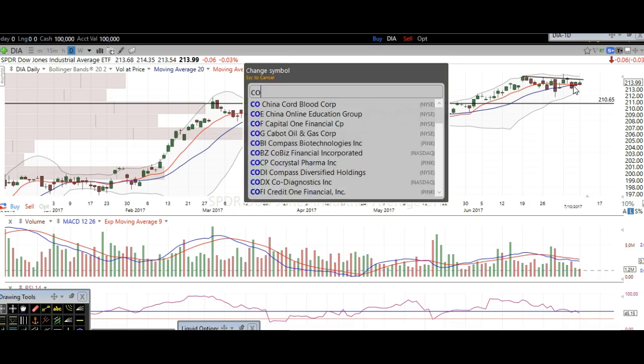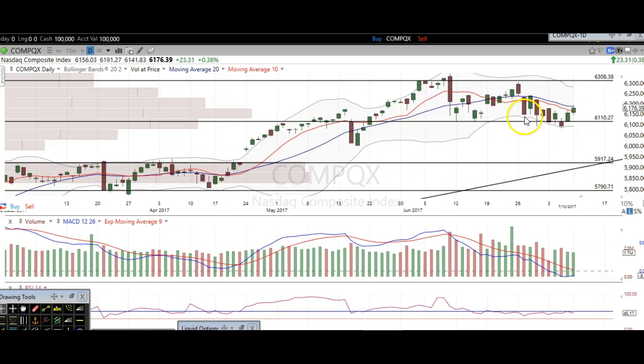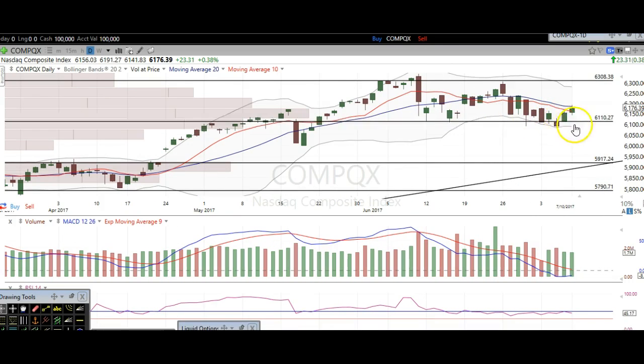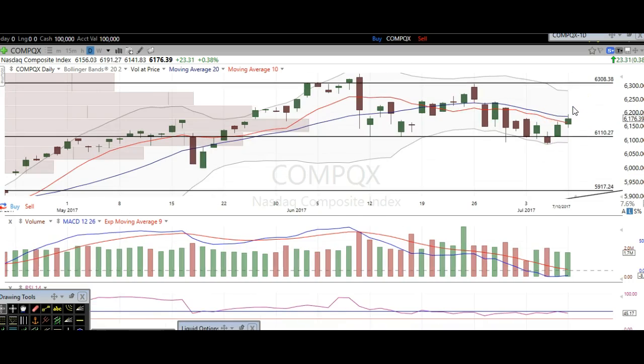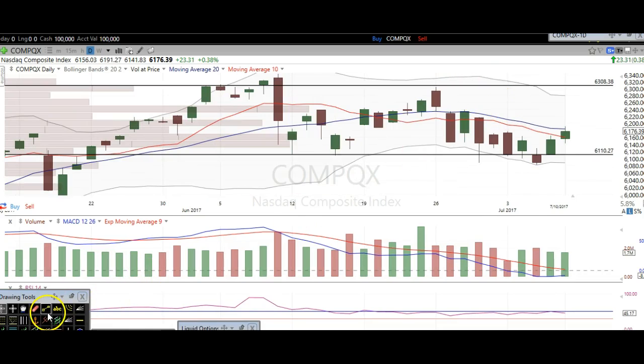The next one we're going to take a look at is the Nasdaq. And the Nasdaq had a little bit of a false breakdown here on Thursday of last week, and we had a continuation day on Friday. Today we had a continuation day as well, made a higher high, higher low. If we do see some lower prices, we've still got a lot of support down here at 61.10, 61.110, and so you want to look for bounces here. We've got resistance up here at about 63.08, but overall a bullish action here.